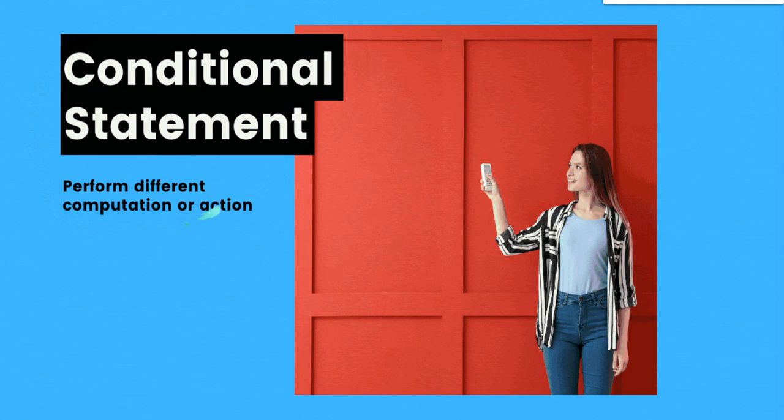Under the coding basis, it normally follows the Boolean, that is nothing but true or false. So we may conclude that conditional statements perform actions on different computations on different levels of conditions. So the expression or the output could be either true or false.